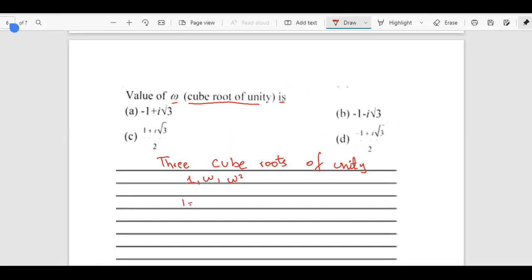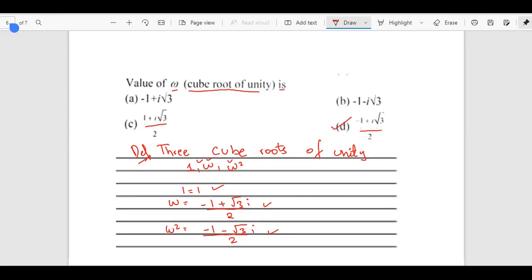So 1 is 1, omega is minus 1 plus under root 3 iota by 2. This is something which is given, it's a definition. So this question is basically a knowledge based question. Omega square is minus 1 minus under root 3 iota by 2. I have told you it's a definition that the 3 cube roots of unity are 1, omega, omega square. 1 is 1, omega is this, and omega square is this. So the value of omega is minus 1 plus under root 3 iota by 2. So D is the answer, right?